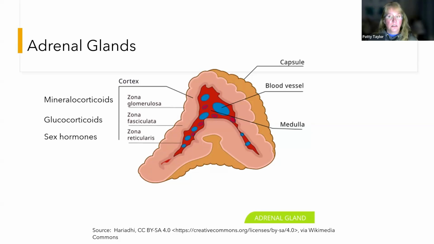Let's also take a look at the medulla. That's made of neuroendocrine tissue that's found deep inside the adrenal gland, and this one makes two hormones, epinephrine and norepinephrine. Those are involved in the sympathetic nervous system response, which we often call fight or flight.